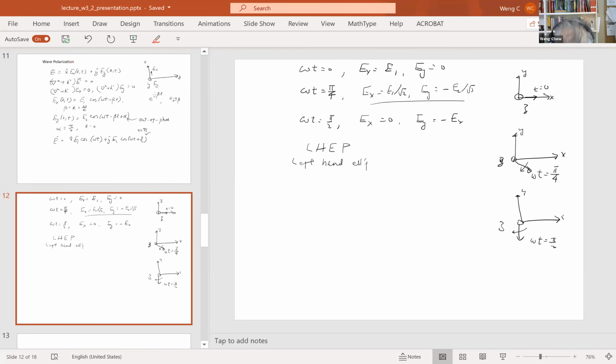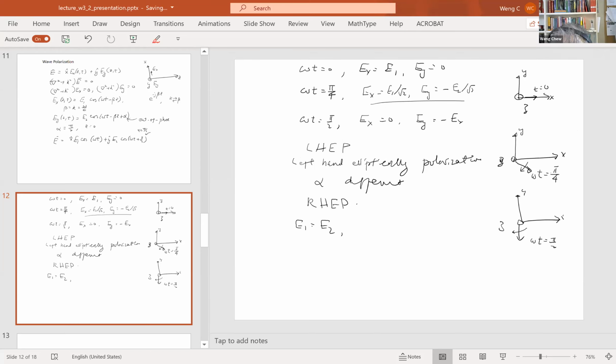So this is called left hand elliptical polarization, or just LHEP. And then you can do other things with different phases. Different alpha will give you different kinds of polarization. You can get right hand elliptically polarized. And also if you make E1 equal to E2, then you get circular polarization, left hand circular polarized, right hand circular polarized. Okay, you get CP. CP implies circularly polarized wave.